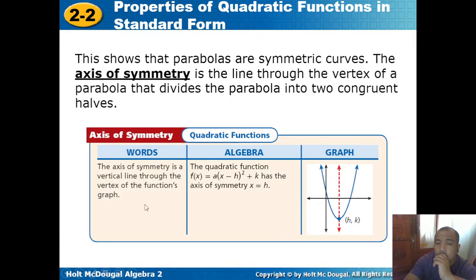In words, the axis of symmetry is a vertical line through the vertex of the function's graph. In algebra, the quadratic function f of x equals a times (x minus h) squared plus k has the axis of symmetry x equals h. And this is the graph, right? The vertex is (h, k). The axis of symmetry is the red line.